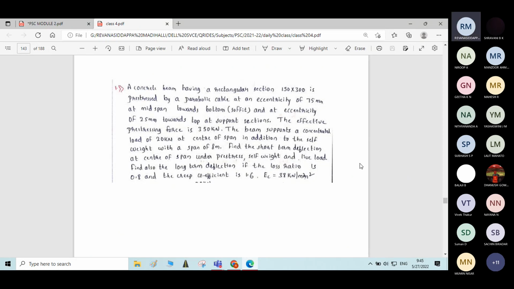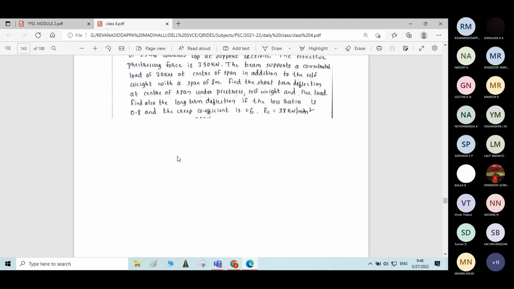A concrete beam having a rectangular section 150 by 300 is prestressed by a parabolic cable at an eccentricity of 75 mm at midspan towards the bottom and at an eccentricity of 25 mm towards the top at support sections. Let me draw the diagram for the same. A concrete beam is having a rectangular section.